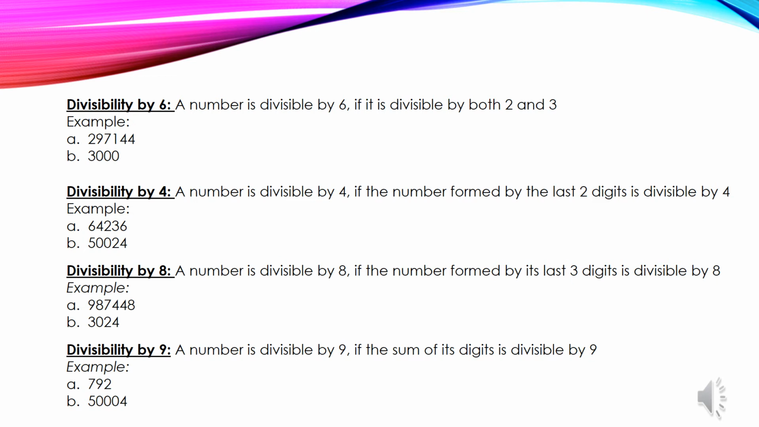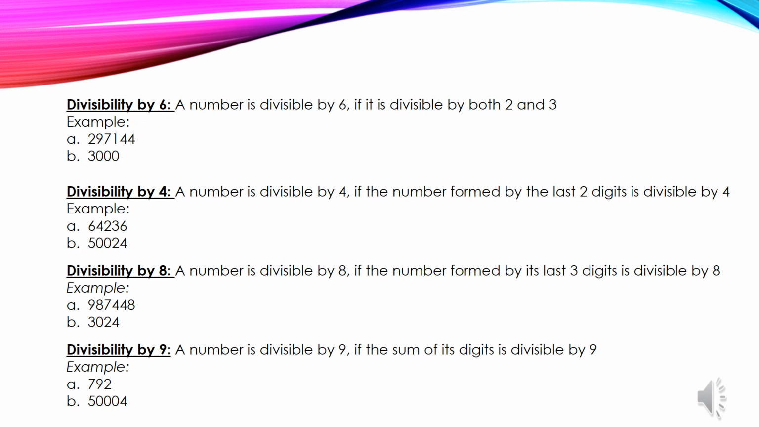Okay children. Now the divisibility rule for 4. A number is divisible by 4 if the number formed by the last two digits is divisible by 4. Means children, the units place and the tens place should be divisible by 4. For example, here we took 64236 as a number. If you observe tens place and units place, we have 36. This 36 is divisible by 4. So the complete number is also divisible by 4.